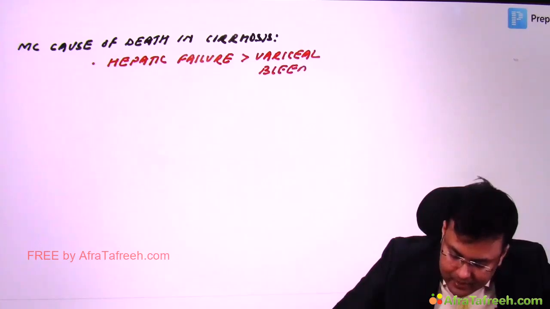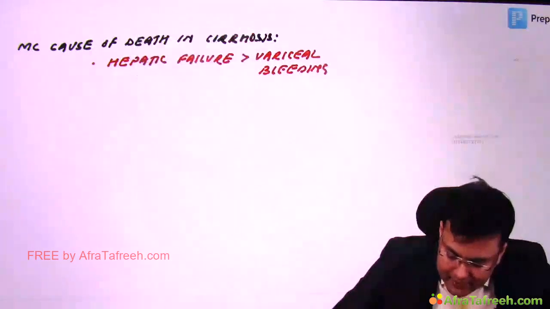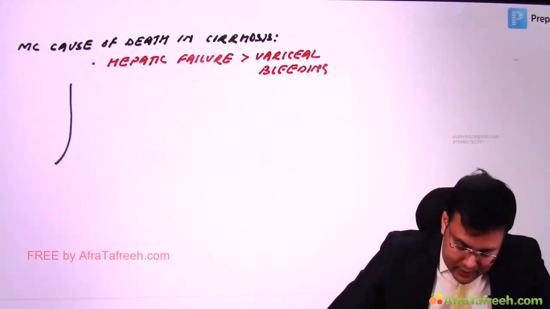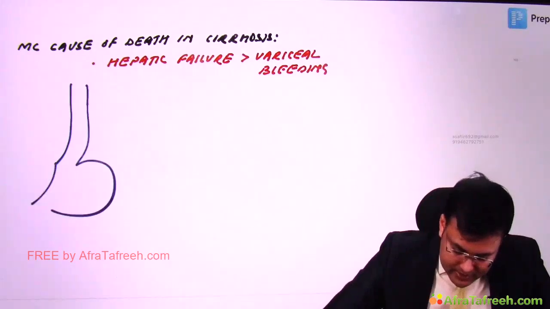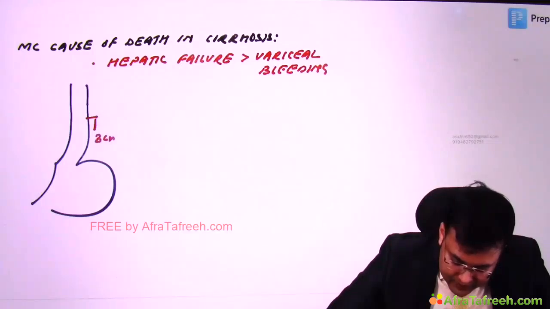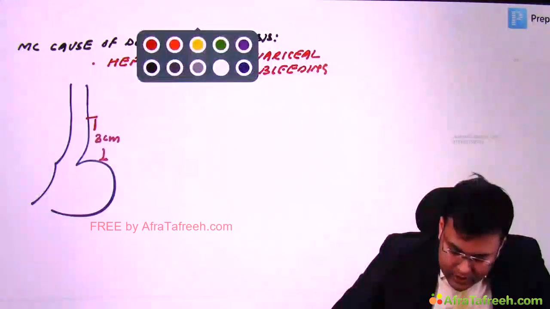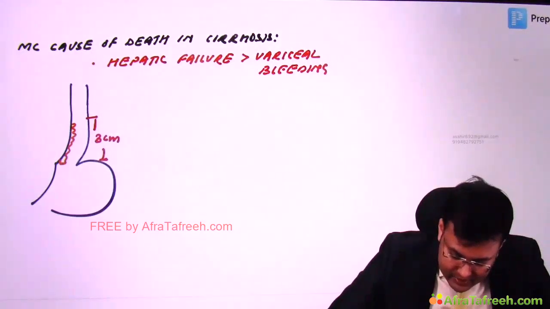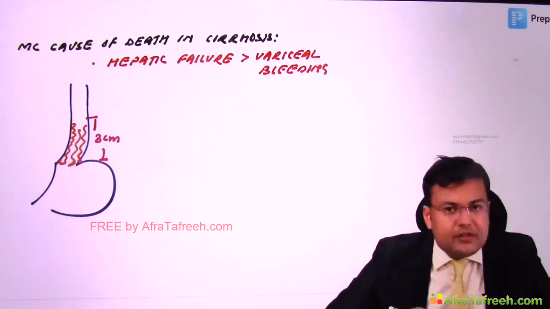Okay. Now, exactly from which place is there maximum risk of variceal bleeding? Now see, this is the esophagus, this is the stomach. So it's the lower 3 centimeter of the esophagus. From this area there is maximum risk of bleeding.